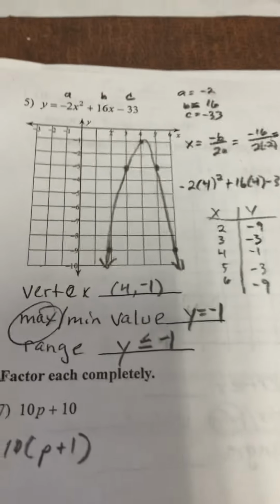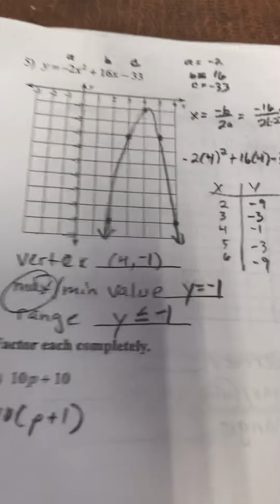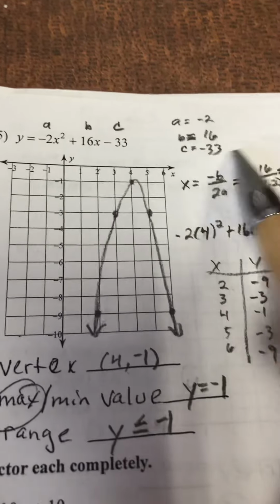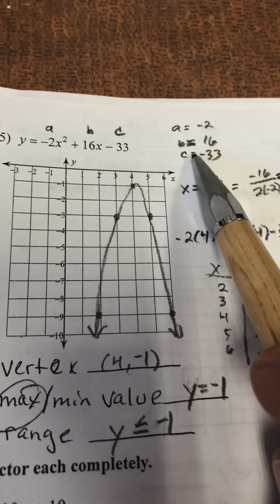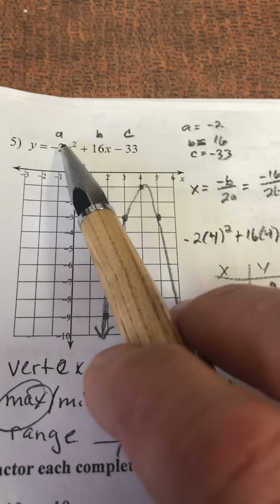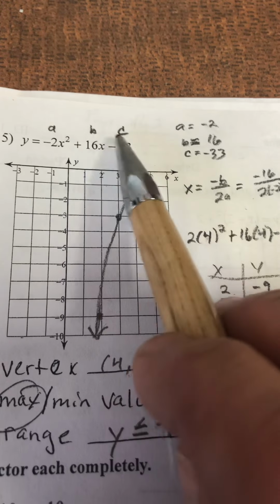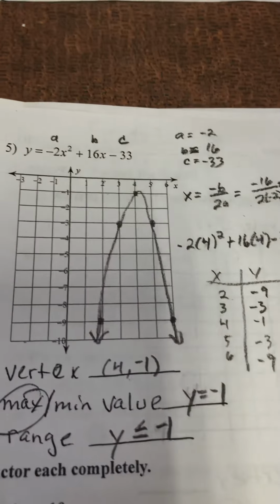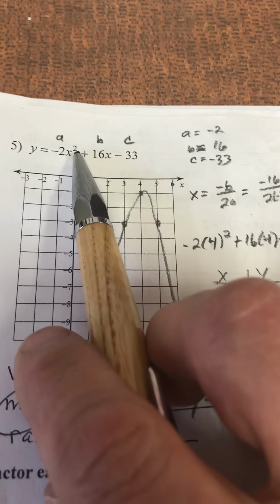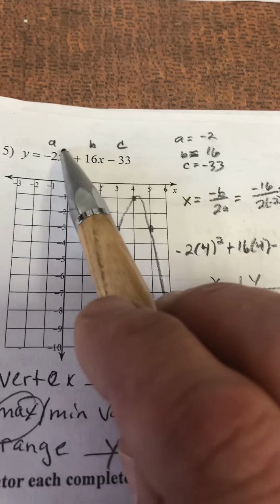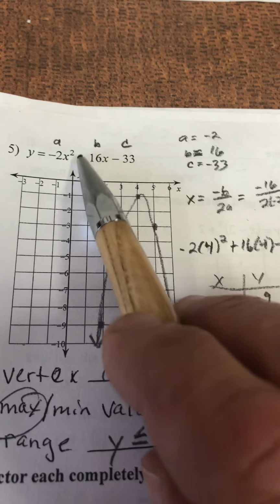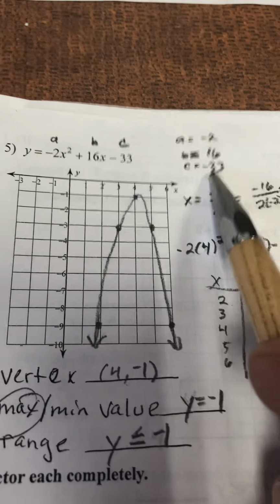Number 5, going to this one, you could plug it into your calculator, but you really don't need to. First thing you've got to do is find the vertex, right? So the vertex is going to be A, B, C. And remember, this is set up in standard form, A, B, C, and you have your exponents going down, so you have your highest exponent, your 2 here, to the second power. So my A equals negative 2, my B equals 16, and my C equals negative 33.